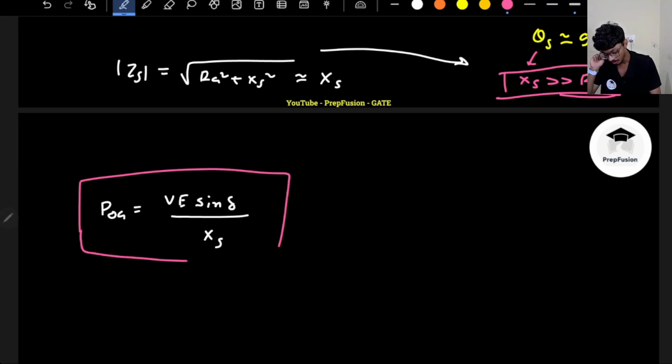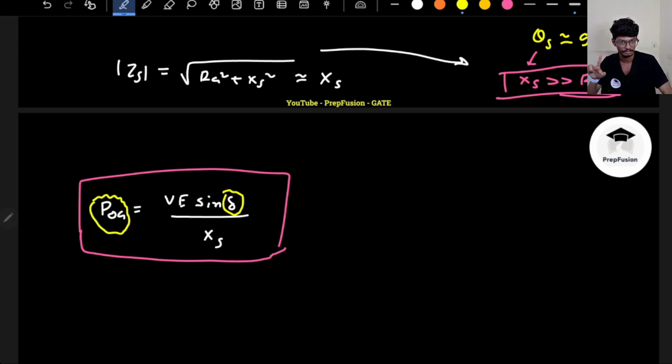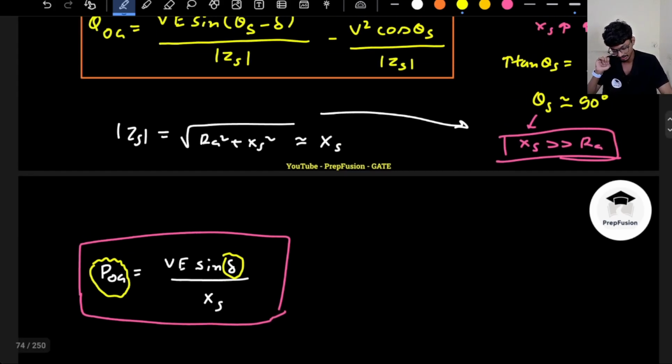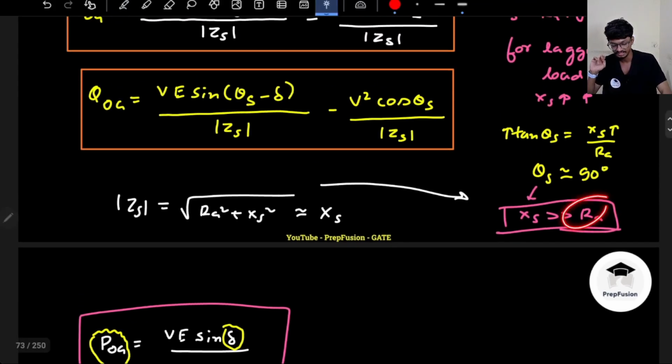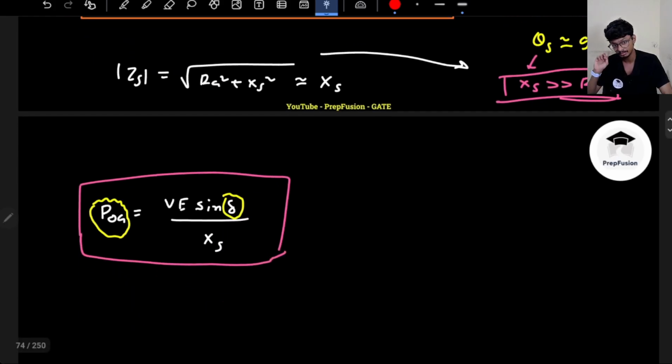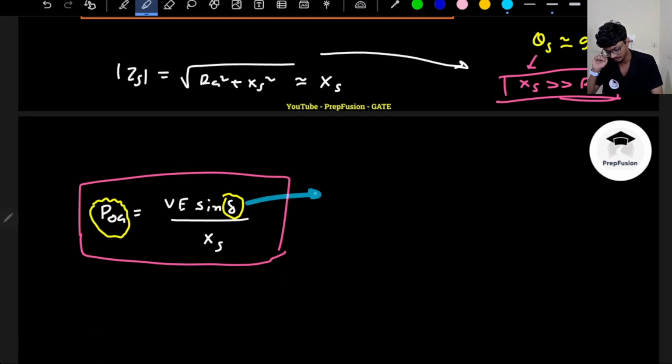And I hope now you understand why the delta angle and the power are highly related. If delta increases, then the power also will increase. Remember, this is for a lagging load specifically. I'm talking about lagging loads here. Or if Xs is very, very high compared to Ra, then only you can do this approximation. Otherwise, don't do it. That's why in the previous lecture I told you that delta and the power are related. So that's why it is called the power angle.